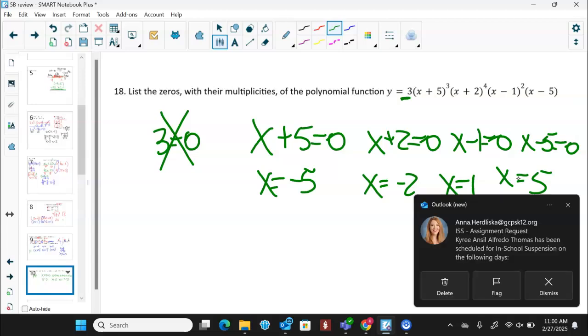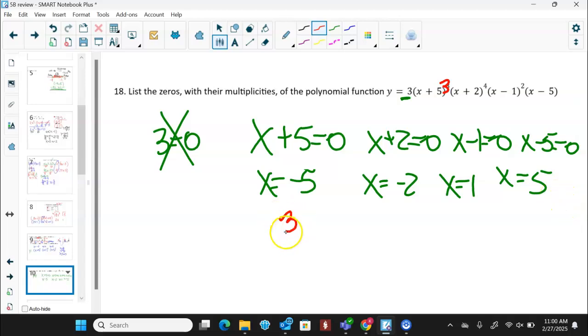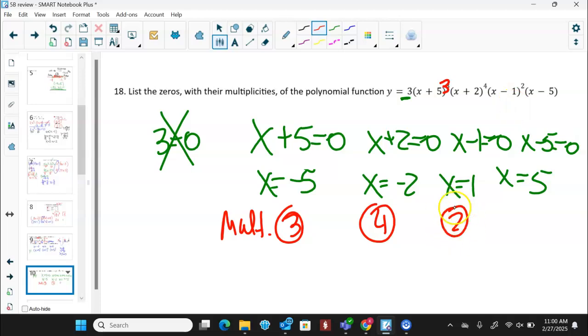Now, their multiplicities. Here you got a 3, so you got a multiplicity of 3. Okay? So multiplicities are the exponents on the top of the parentheses. And then for x plus 2, the multiplicity is 4. And for x minus 1, the multiplicity is 2. And for x minus 5, the multiplicity is 1 because it's not written. And when it's not written, it is assumed. Okay?